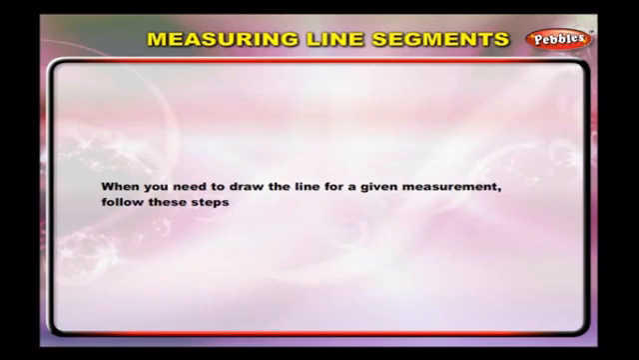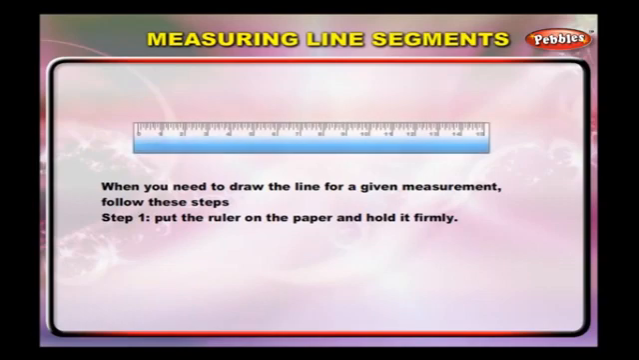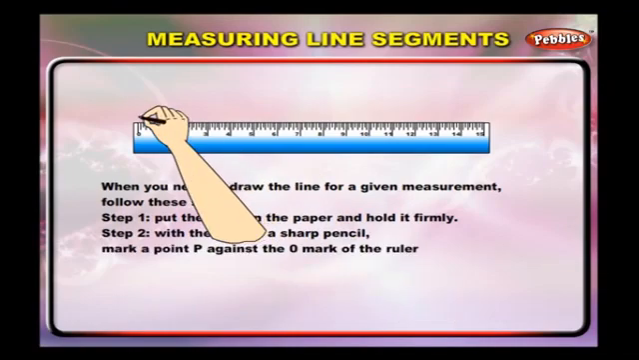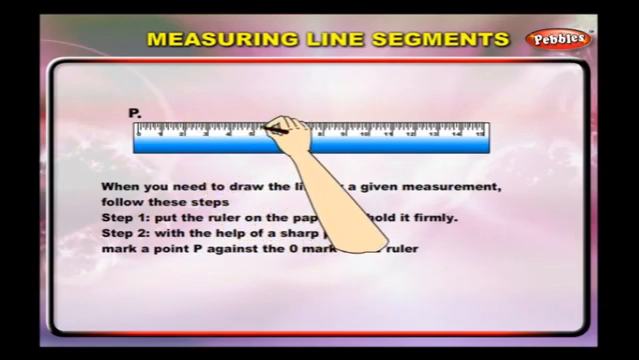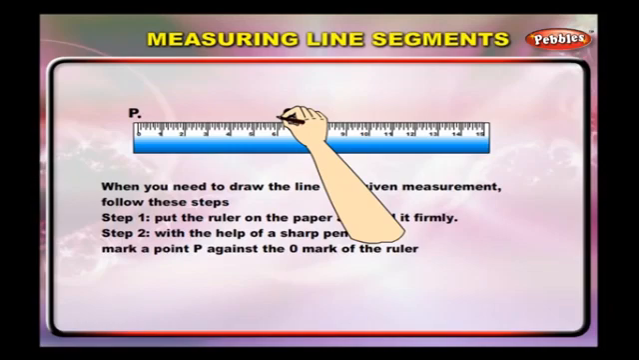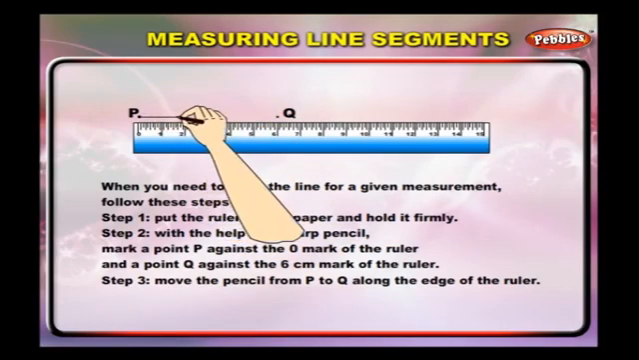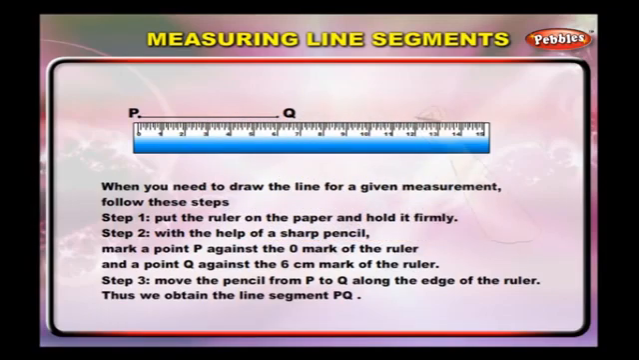When you need to draw the line for a given measurement, follow these steps. Step 1. Put the ruler on the paper and hold it firmly. Step 2. With the help of a sharp pencil, mark a point P against the zero mark of the ruler and a point Q against the 6 cm mark of the ruler. Step 3. Move the pencil from P to Q along the edge of the ruler. Thus, we obtain the line segment PQ.